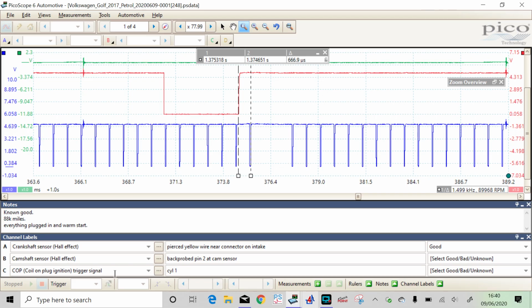Okay, so just a little update here on the Audi TT CESA engine. Adrian Lowe's kindly sent me a known good from somewhere off the interweb. He's found one.